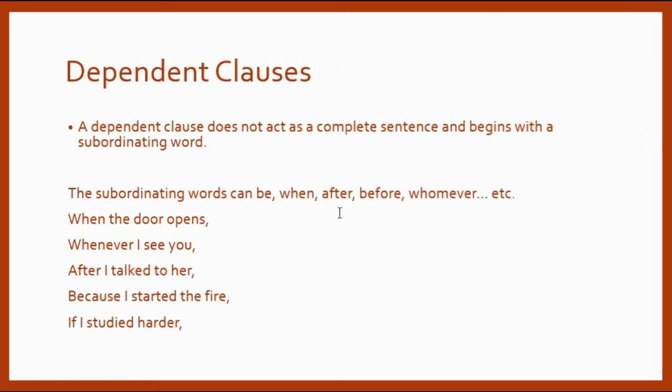What is a dependent clause? Okay, so we learned about an independent clause. What about a dependent clause? A dependent clause does not act as a complete sentence and begins with a subordinating word. So in this type of sentences, or clauses rather, there is a difference. They don't make sense alone. They are not complete, and they don't give you meaning or content.